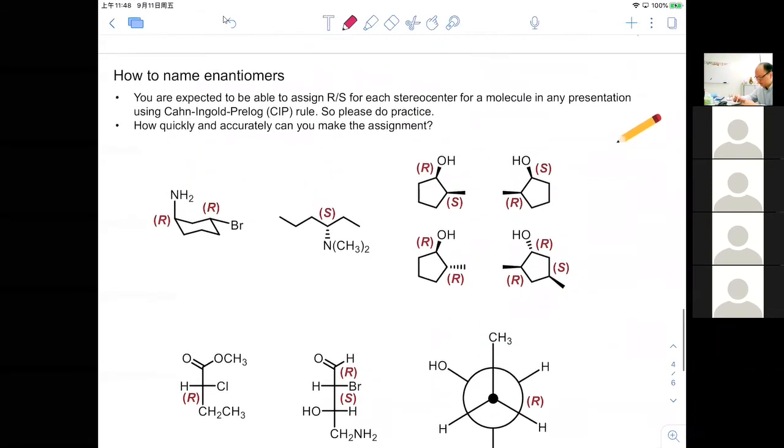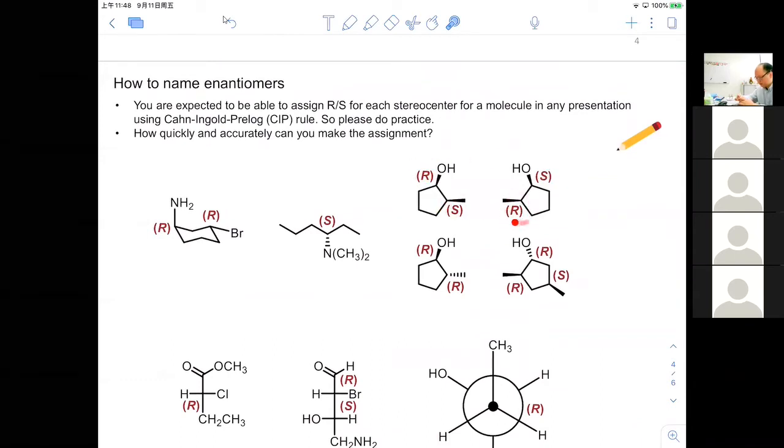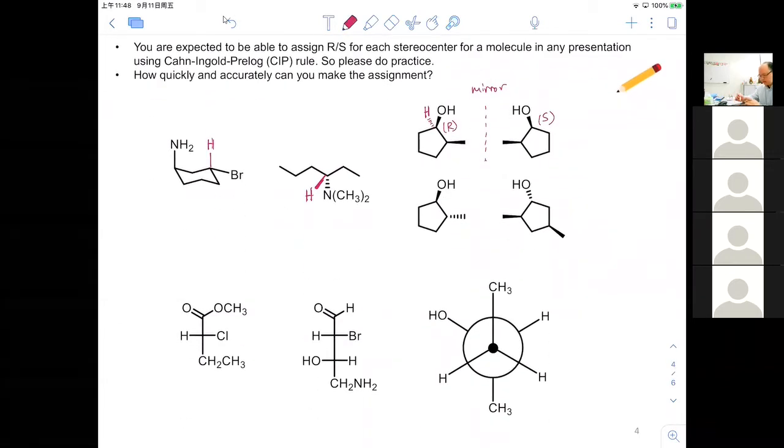So the correct answer is R. This part is R, so this part is S. Its mirror image should be R, okay. And then for these several, like the Fischer projection and Haworth projection, they are the most difficult ones because you have to convert them, all right? For example, for this one, just convert it to the way you want it to look.